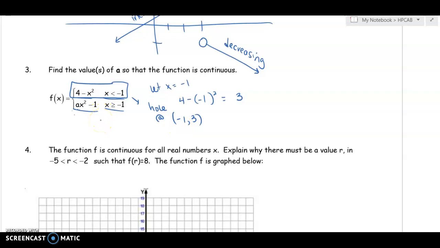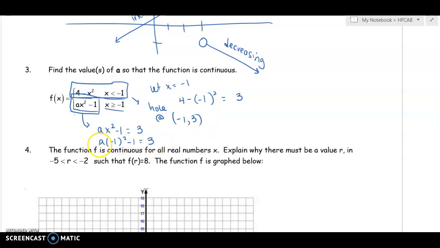So what we want is the same kind of outcome. What we're going to do is set this piece equal to 3 so that it fills in that gap. So we're going to do ax squared minus 1 equals 3. And we already know what x is. x has to be -1. So I'm going to make x -1. And again, it has to equal 3 because we want to fill in that hole. We want x to be -1 and we want the y value to be 3.